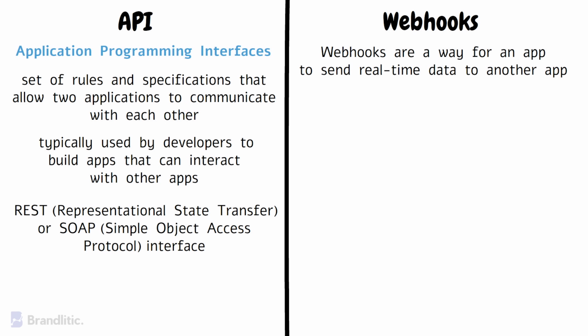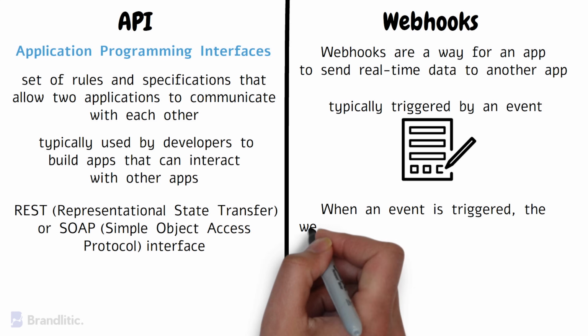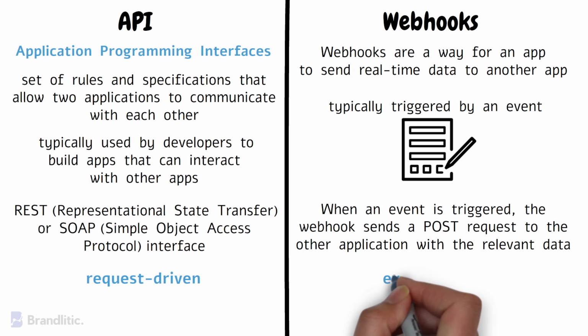Webhooks are typically triggered by an event such as a new user signing up for a service. And when an event is triggered, the webhook sends a POST request to the other application with all the relevant data. Lastly, webhooks are event-driven, while APIs are request-driven.